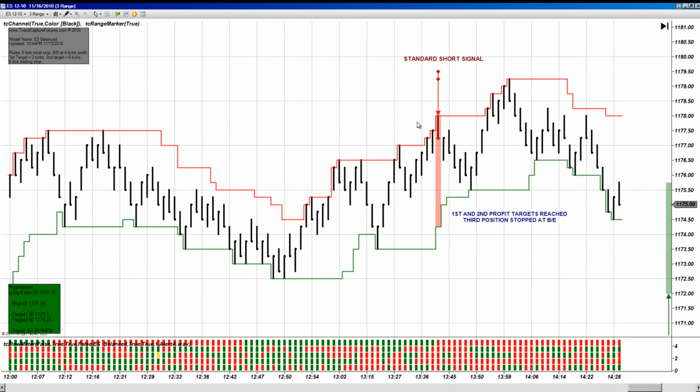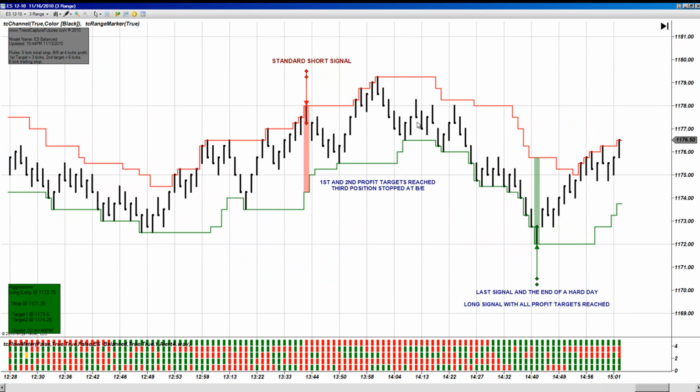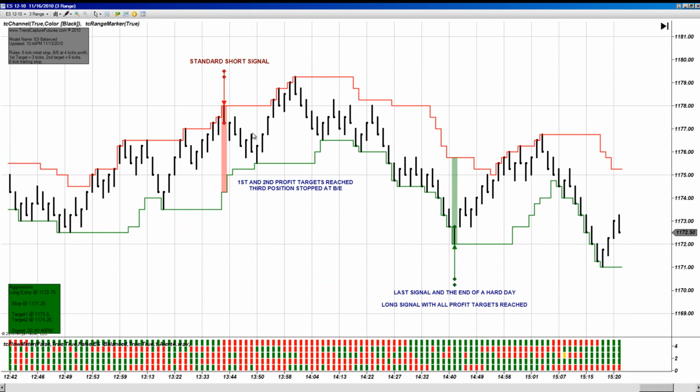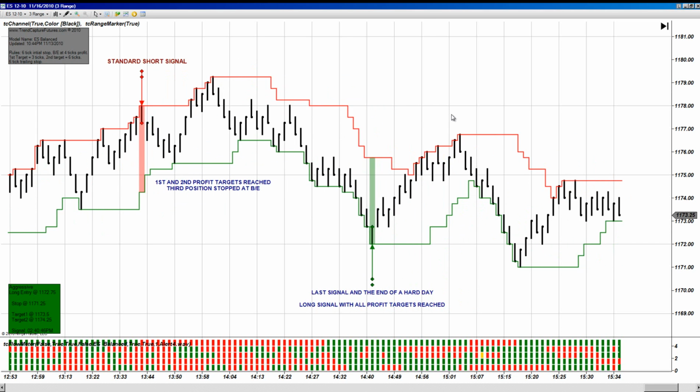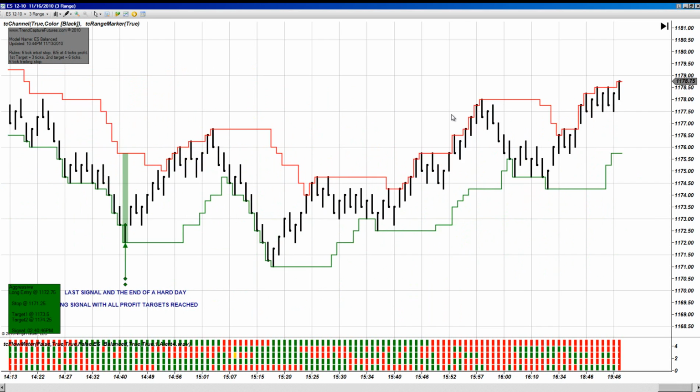And going on for the rest of the day, we had the last 2 signals of the day. We had a standard short signal right here, and our first and second profit targets were met, and the third position was stopped at break even. And the last signal of the day and the end of a hard day, I'll tell you what, with all those markets acting crazy, it was definitely a hard day. This long signal achieved all of its profit objectives. So it was a good day in the ES, there's no doubt about it.